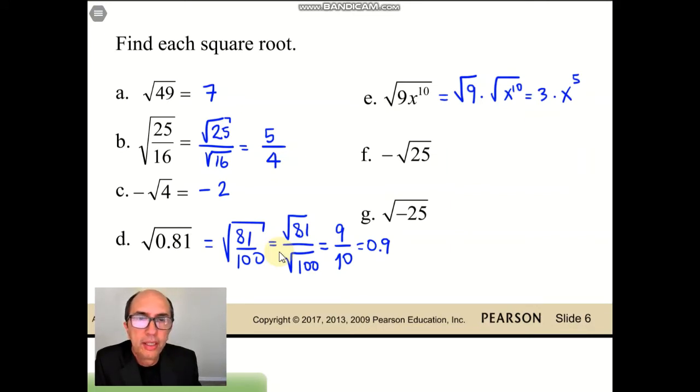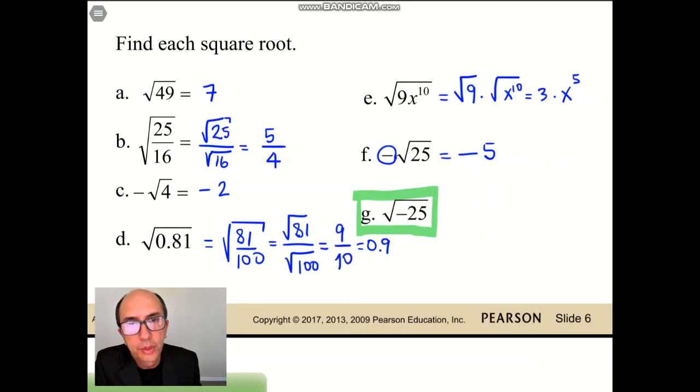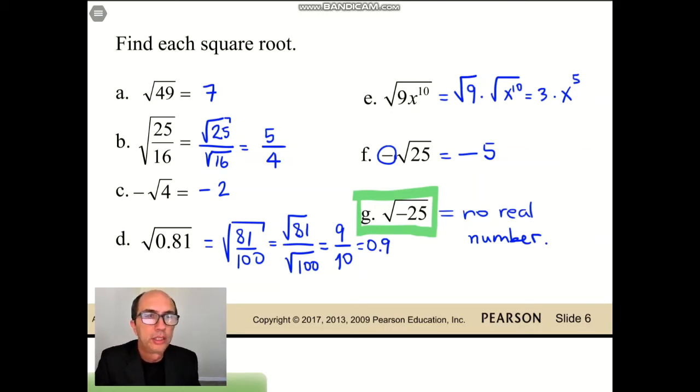Letter F, negative square root of 25. Notice that the negative sign is outside the square root, in front, right? So it's negative 5. And this letter G, pay attention, big difference, because the negative sign is inside the square root. This has no solution, no real number. The square root of any negative number is not a real number.